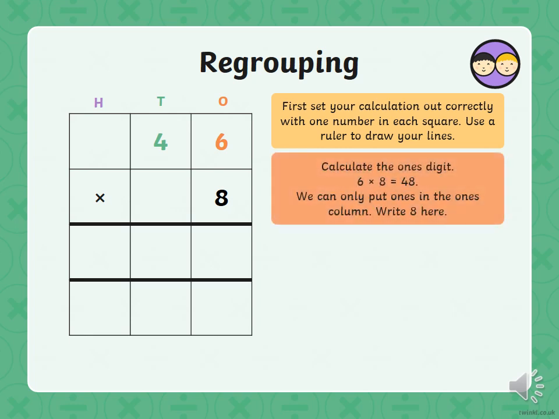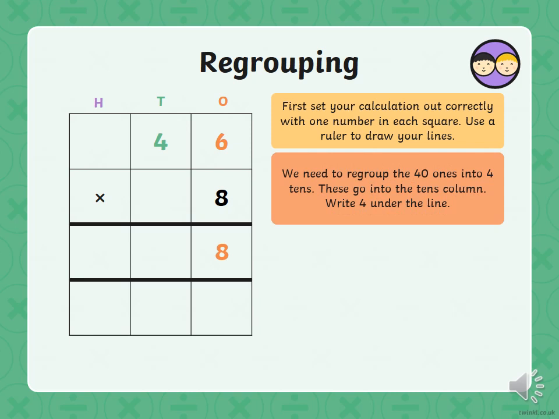Okay, so calculate the ones digit first. 6 times 8 is 48. We can only put ones in the ones column. Alright, the 8 over here. And where does the 4 get carried over? Okay, we need to regroup the 40 ones into 4 tens. These go into the tens column, right, 4 under the line. Well done.